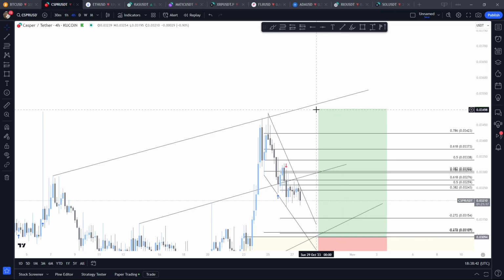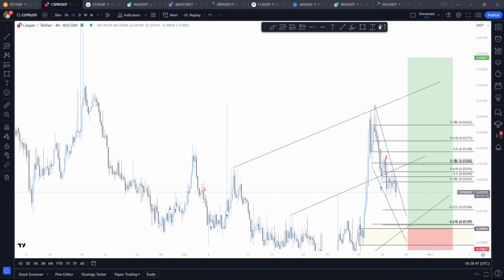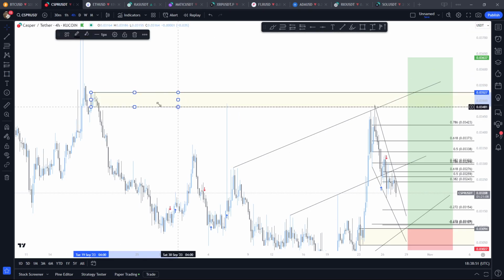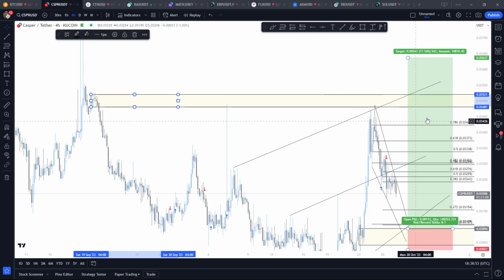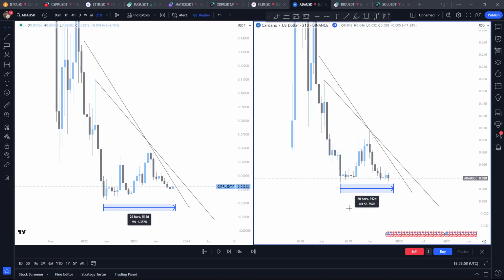And then you can see that Casper might hit this beautiful doji right here. Maybe at 3.5 cents. So this is what I want to tell you guys.